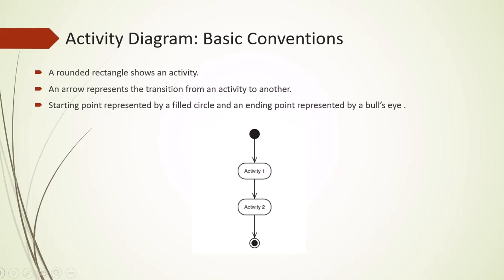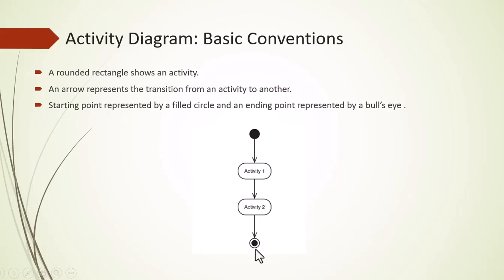The basic conventions: a rounded rectangle shows an activity. So when we represent activity, it will be represented using this rounded shape. This is activity one, this is activity two. And this arrow represent the transition from one activity to another. This means when this activity is accomplished, the next activity will be activity two. So arrow is pointed from activity one to activity two.